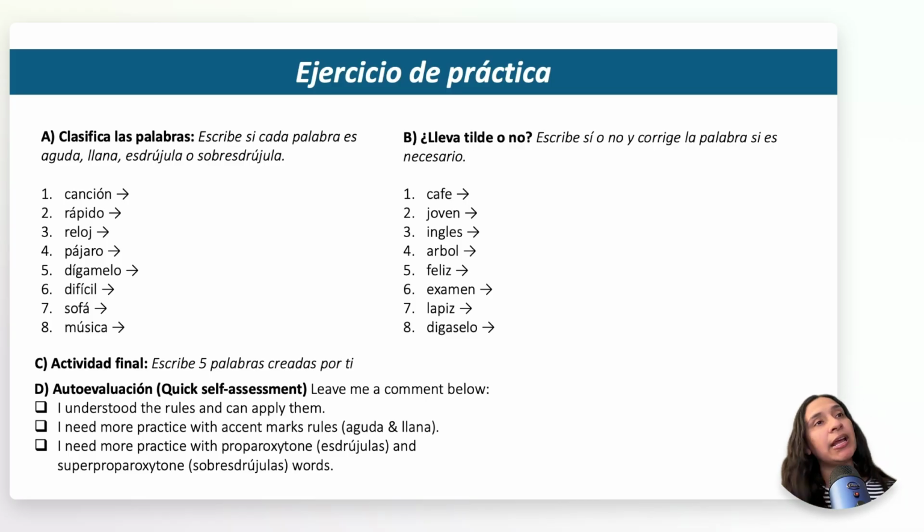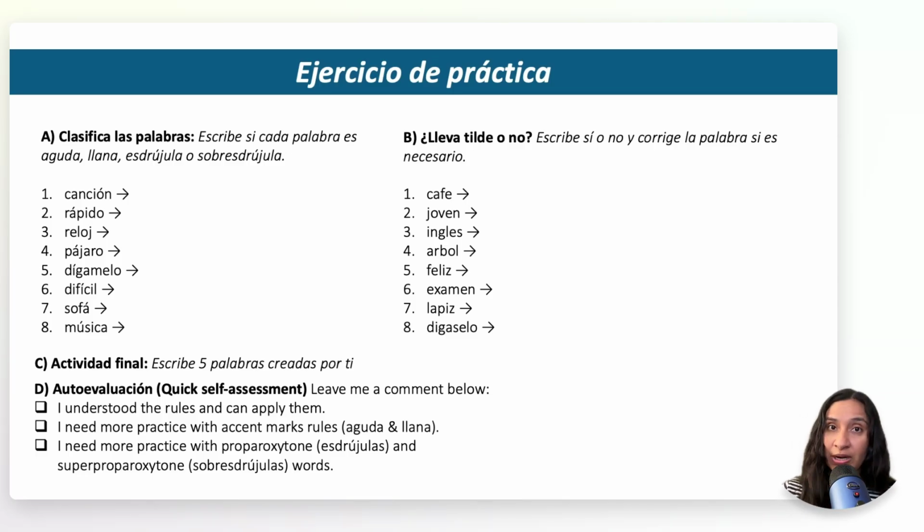5 words, whatever word you want. And then the self-assessment, la autoevaluación, you can just leave me a comment in this video. 1, yes, I understand the rules and I can apply them. Yo entendí las reglas y las puedo aplicar. 2, I need more practice with accent marks rules, especially with aguda and llana. Or 3, I need more practice with esdrújulas and sobresdrújulas words. So just let me know.